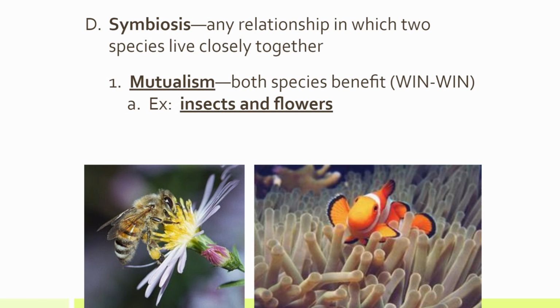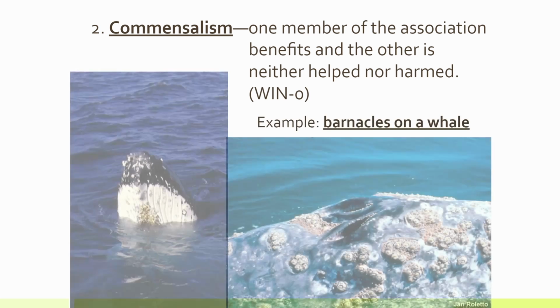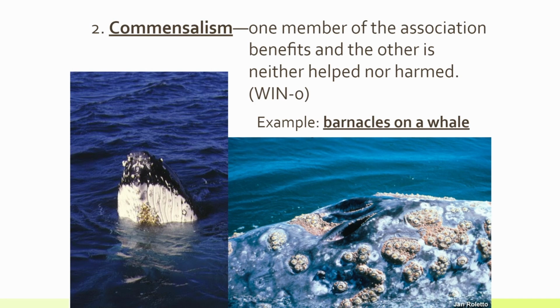So symbiosis has different types of relationships, but it's always a relationship between two different species that live relatively closely together. Mutualism, both species benefit. It's win-win, like insects and flowers, or a sea anemone and a clownfish. Commensalism, still two species, and it's kind of like a win or win-zero. One member of the association benefits, and the other is neither harmed nor helped. Again, barnacles on a whale, great example.